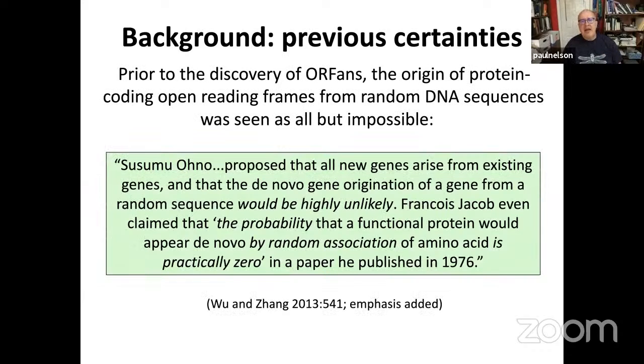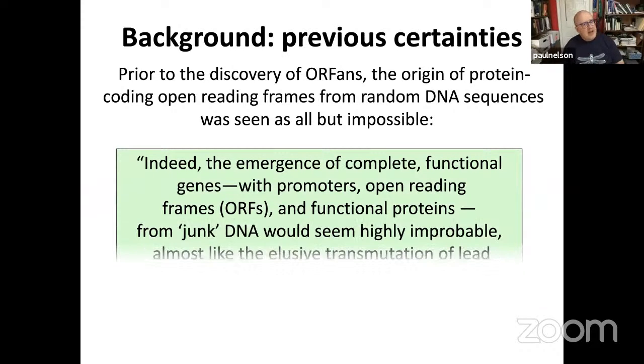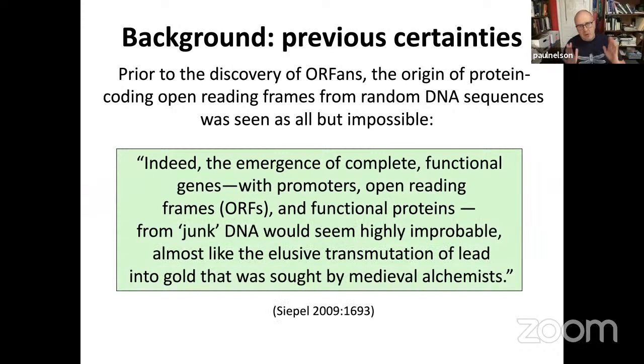Now, you need to keep in mind just how deeply surprising orphans were, because until their discovery, the origin of orphans from random DNA was seen as all but impossible. So I lived through this as a student. It was textbook orthodoxy that the origin of a novel gene with a functional protein product from otherwise random DNA was effectively zero. And you find this all throughout the orphans literature. Often people will open their papers by saying, nobody expected orphans, and here's why.